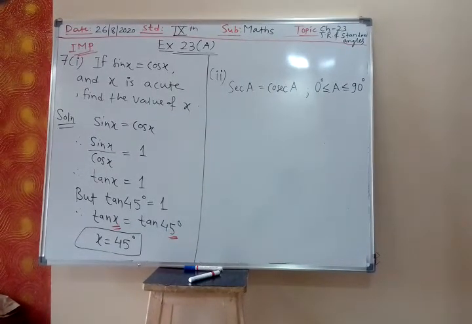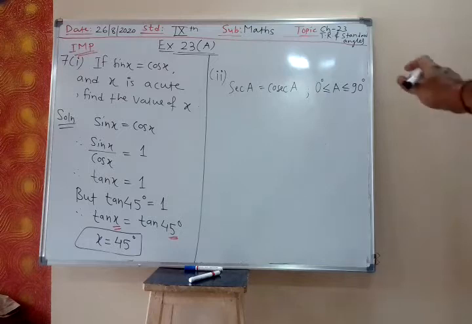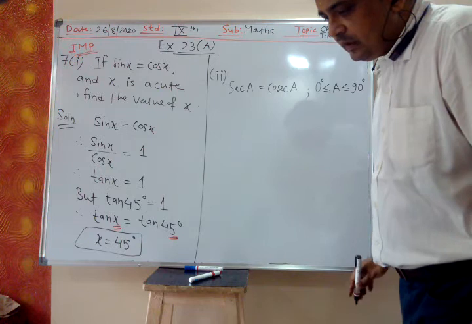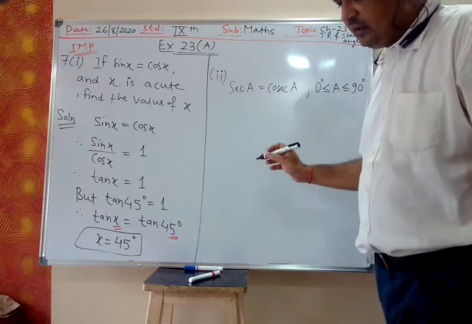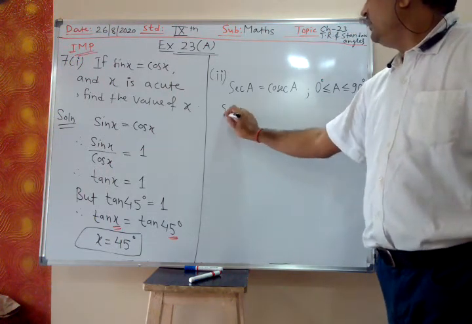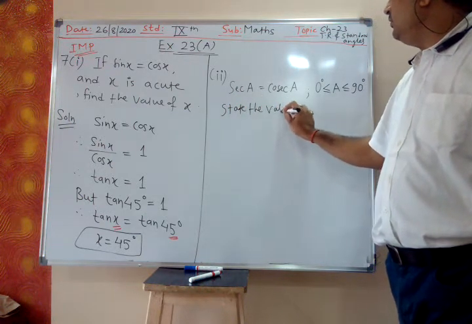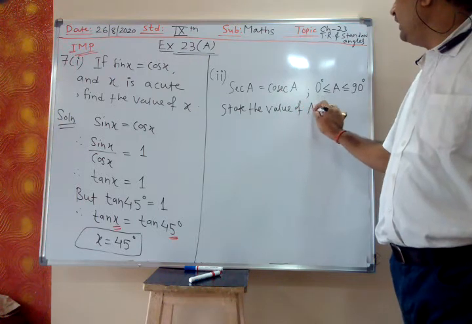Sec A is equal to cosec A and the angle A lies between 0 degree and 90 degree. Acute angle. State the value of A. You have to find the angle A.